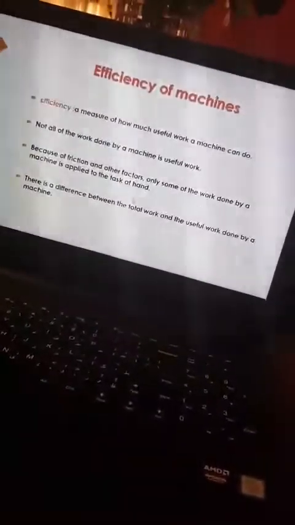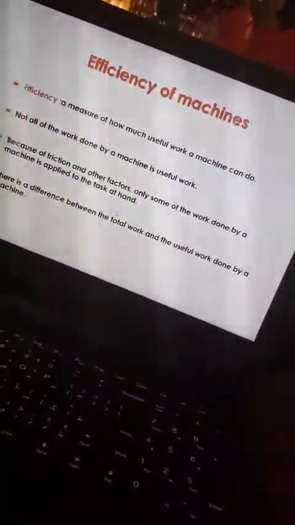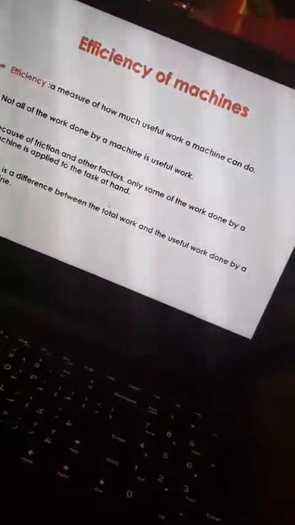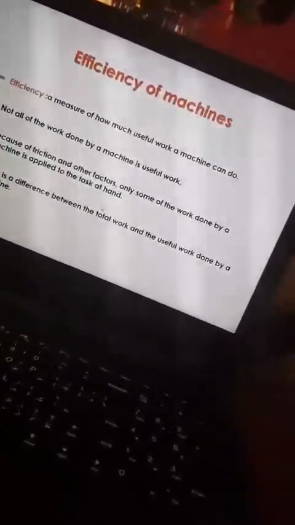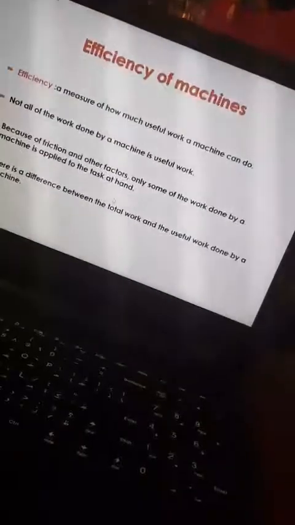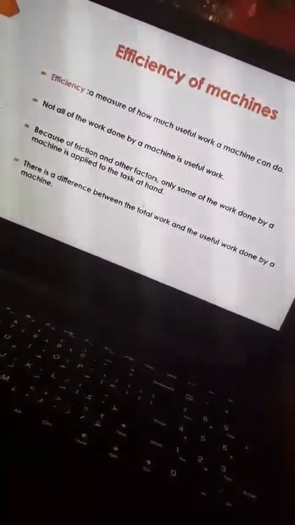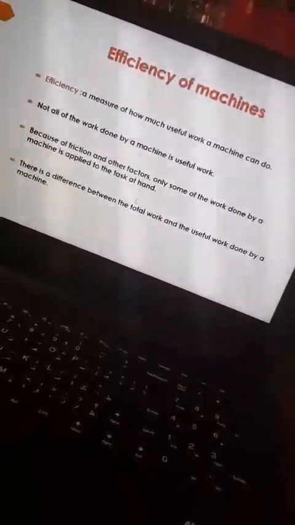Let's first see what's the meaning of efficiency. Efficiency is a measure of how much useful work a machine can do. So not all machines have the same amount of efficiency. Not all of them give us the same amount of useful work.